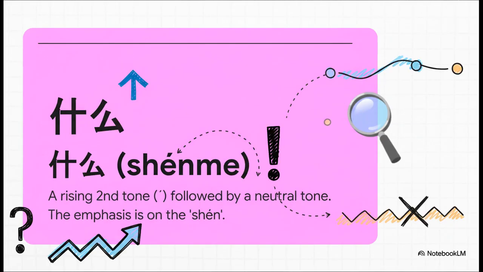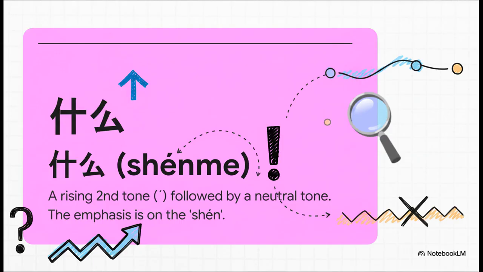And now for 什么. This is such a beautiful combination of tones. The first syllable, shén, is a second tone which rises. A good way to think about it is to imagine you're asking a question in English. That upward inflection, that's the feeling of a second tone, shén. But the second syllable, me, is a neutral tone. It's so light and quick and completely unstressed.